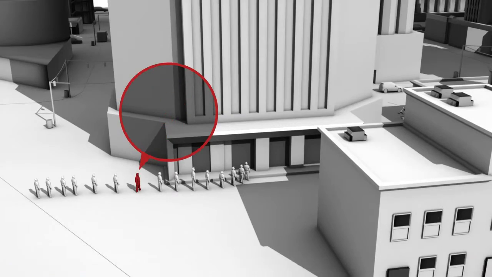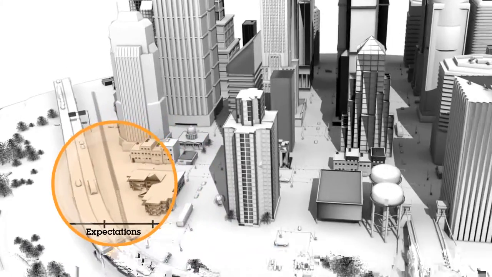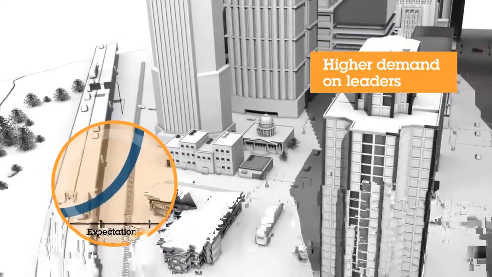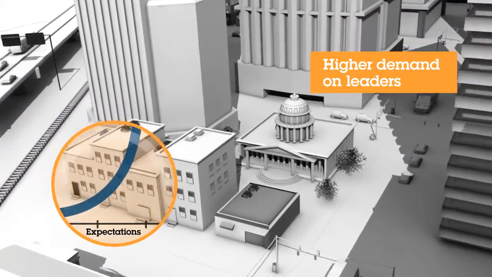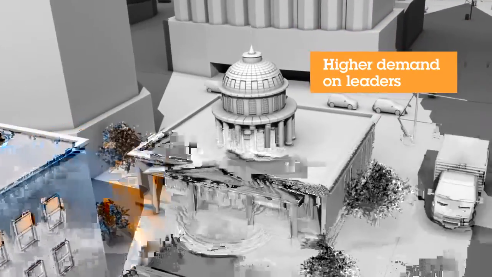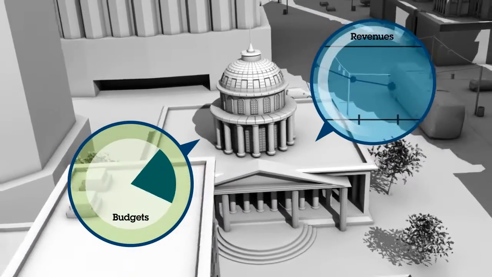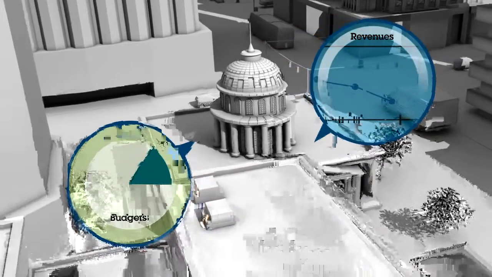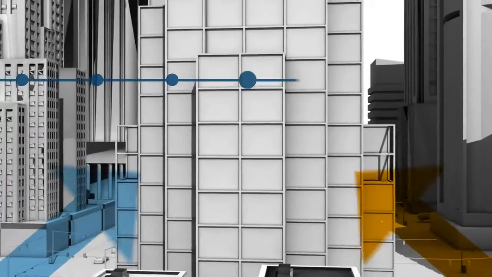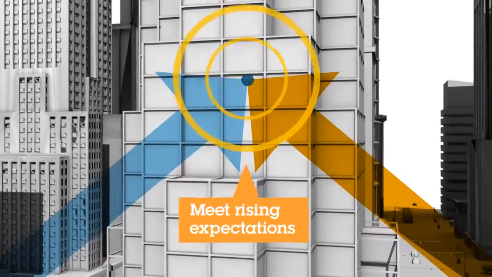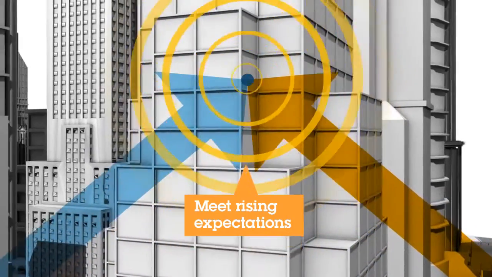which they are entitled. As expectations for service increase, citizens are placing higher demand on leaders to deliver social programs more efficiently. But shrinking budgets and revenues can prevent modernization of the systems that administer and manage social programs. Organizations must find innovative ways to update aging systems and meet rising citizen expectations.